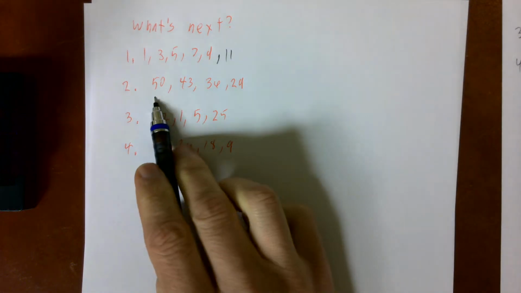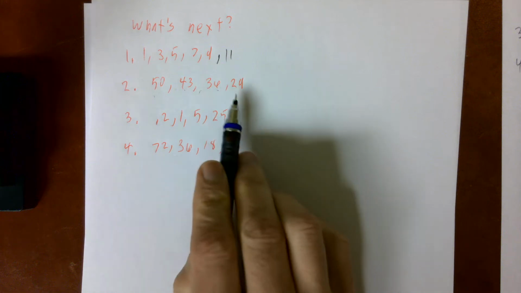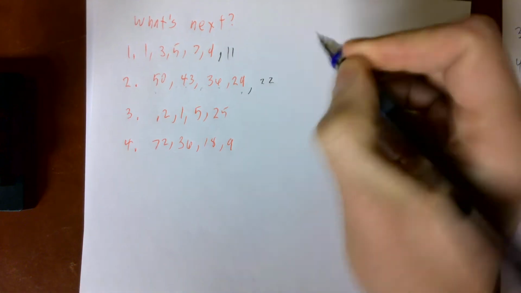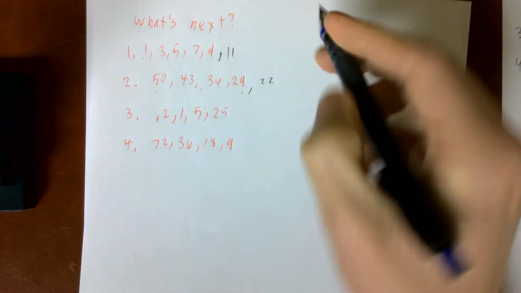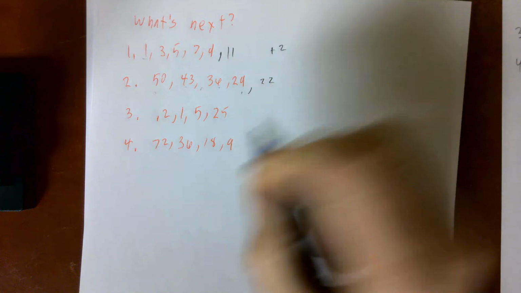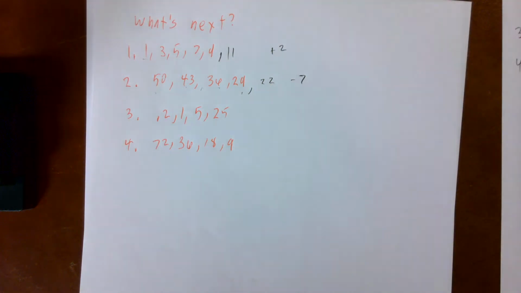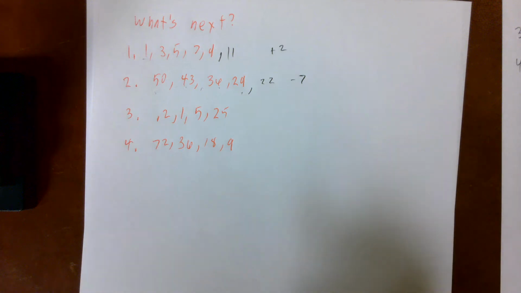Pretty easy, right? Next one, you ask yourself what's happening. I'm subtracting 7 each time, so my next number is going to be a 22. I guess I should put up here the pattern. For example 1, we're adding 2. For example 2, we're subtracting 7. So whenever you're adding or subtracting, those tend to be easier to figure out.